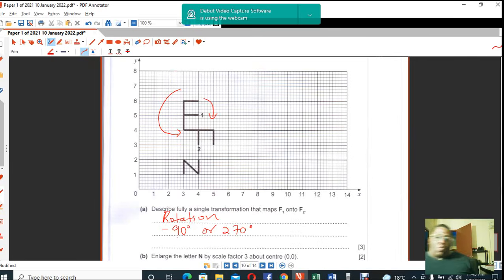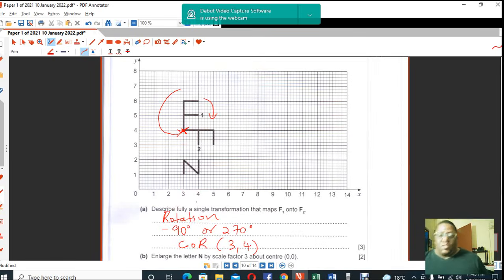So you can write down the words. You see, when you say clockwise, you put a minus in front. When you say anti-clockwise, it's positive. It's basically how that is. 1 mark for that. And then you give the center of rotation, and you can see the center of rotation is just there, and the center of rotation is 3,4.